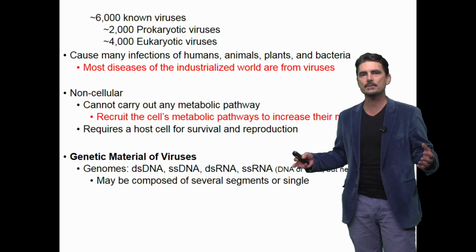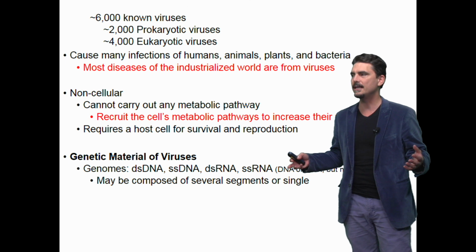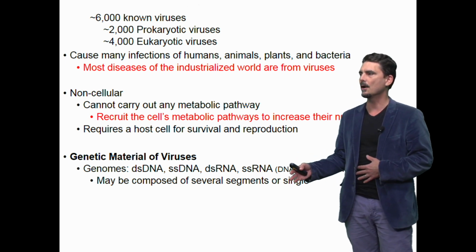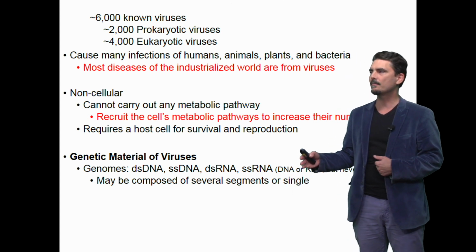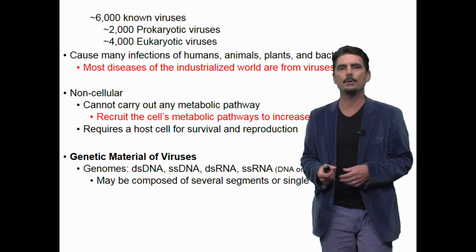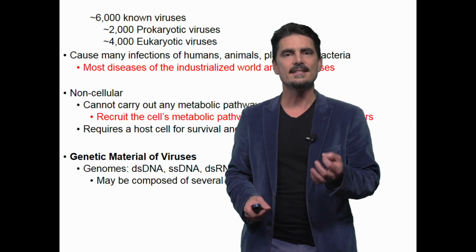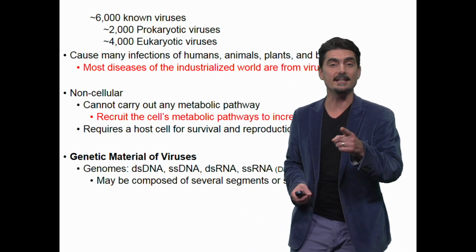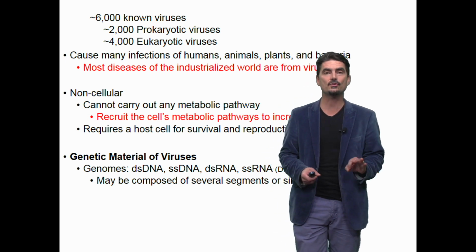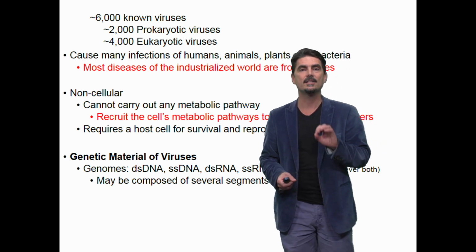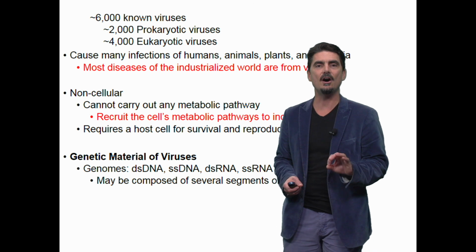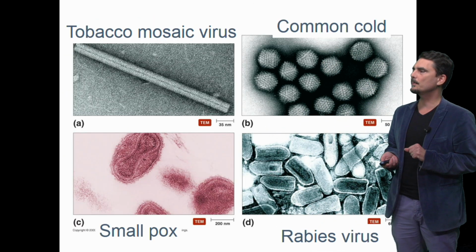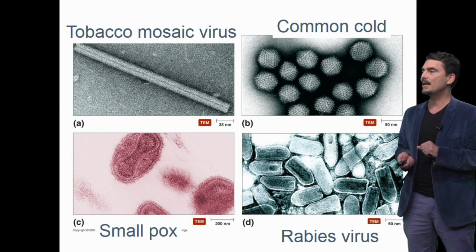They all have genomes, and here the DS is double-stranded, the SS is single-stranded, DNA or RNA. And there may be several segments or a single one. For example, influenza has 8 single-stranded RNA strands. So know that: 8 single-stranded RNA strands.